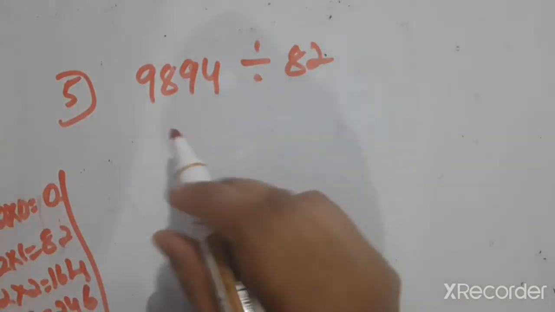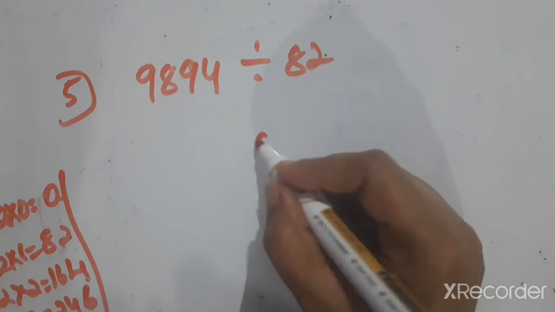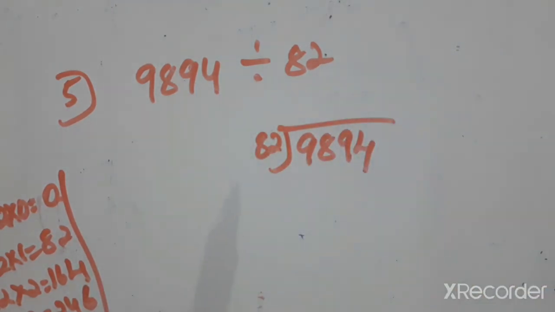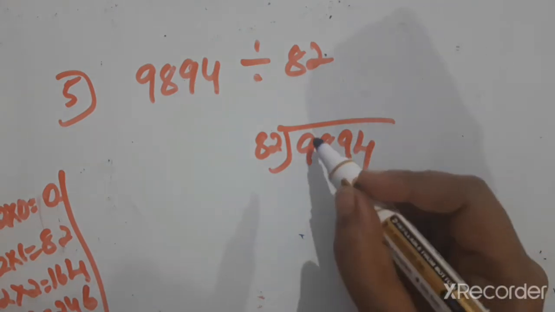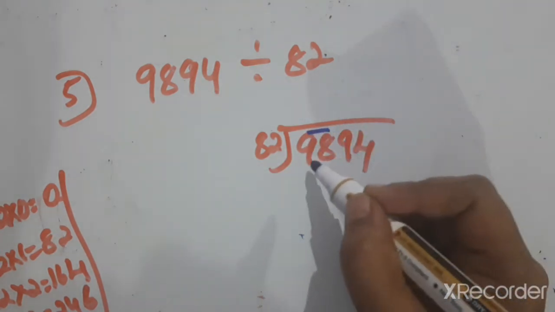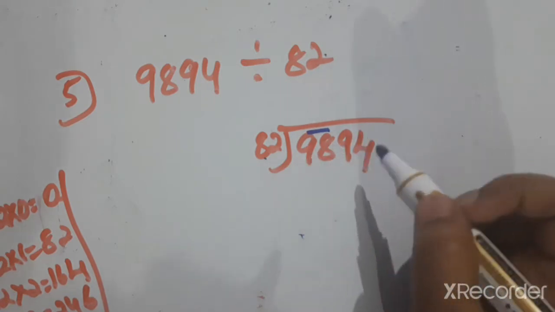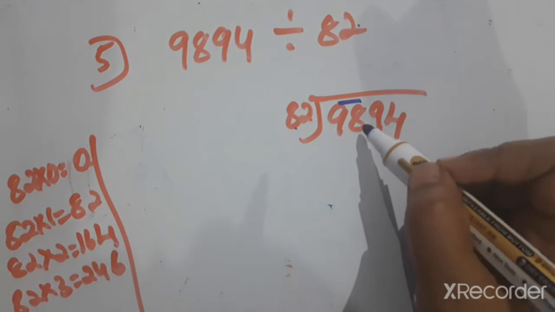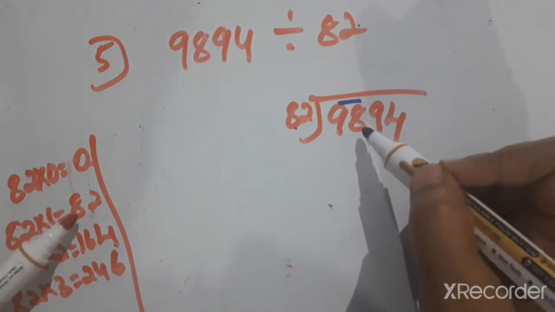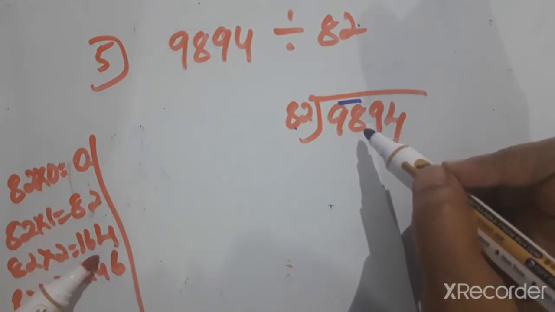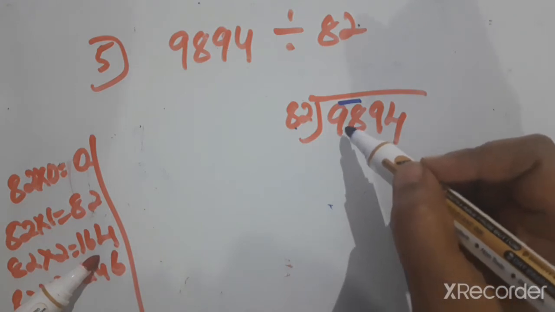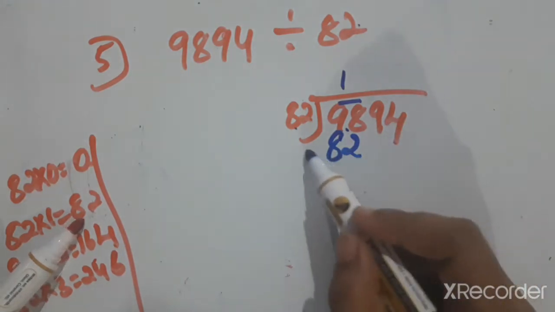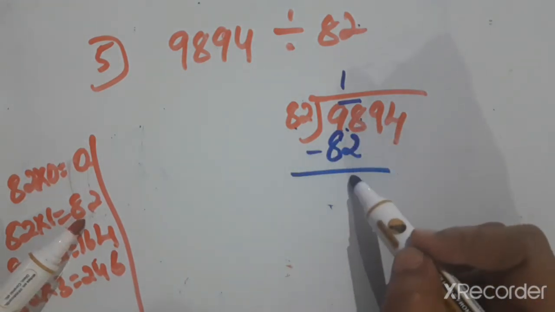Now fifth question, 9997 divided by 82. So 82 here, 9997. Okay. Now 99 we can take because 99 is greater than 82. So 2 digits. 82 how much, 99 exact or nearer, we have to check. So 82 ones are 82, 82 twos are 164. 164 is greater than this number. So we have to take the nearer one, that is 82 ones are 82.